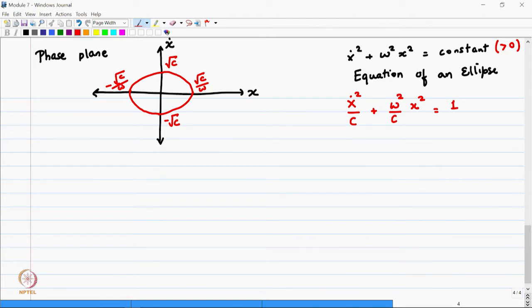Now, if you change the value of c, c tells you the size of this ellipse. So if you take some other constant, then you will have a different ellipse. There is minus root c here, I will just write the root c on the inside here. So if I change the value of c, then I will get a different ellipse. This is a different value of c.